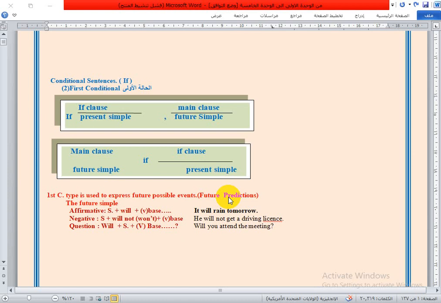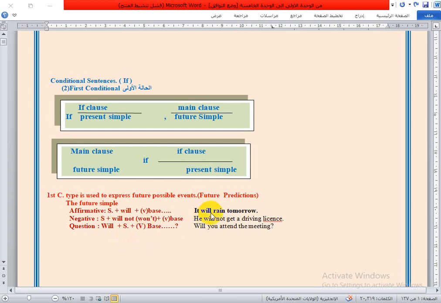And I think you still remember what the future simple is. The future simple is subject plus will plus infinitive. In the negative, subject plus will not plus infinitive. In the question, we put will before the subject and then the infinitive.